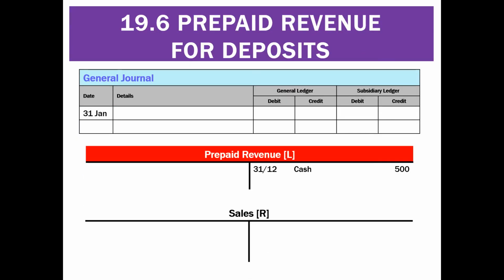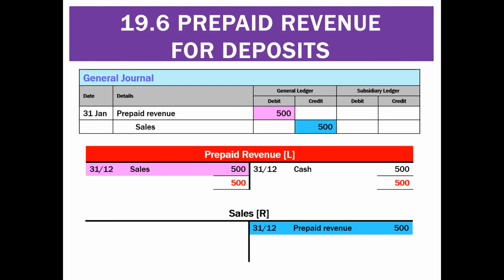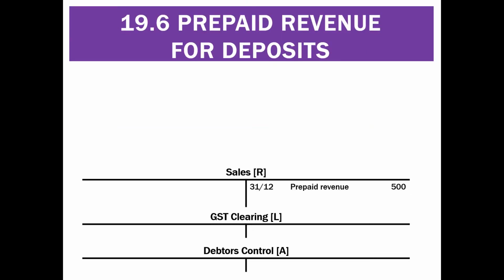So what we need to do first of all is transfer out this liability. It is no longer a liability because it's been earned. So we'll do a debit, and that'll balance that ledger out to zero. And the moment that we deliver the uniforms to the customer, that becomes a revenue which we transfer across as follows. Now we need to deal with the rest of the sale.